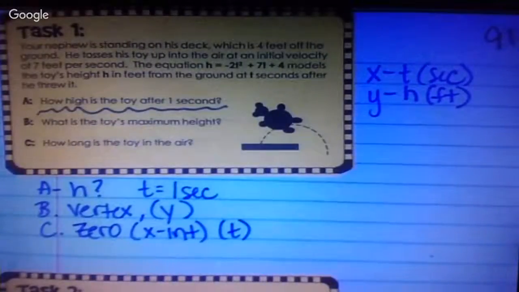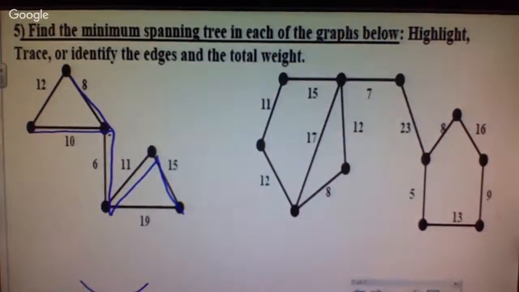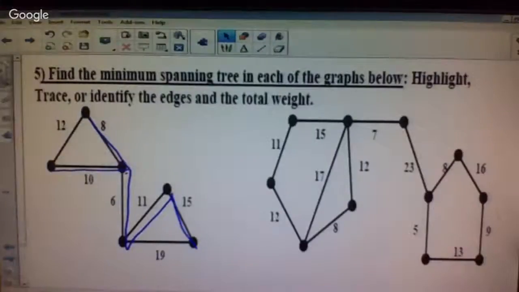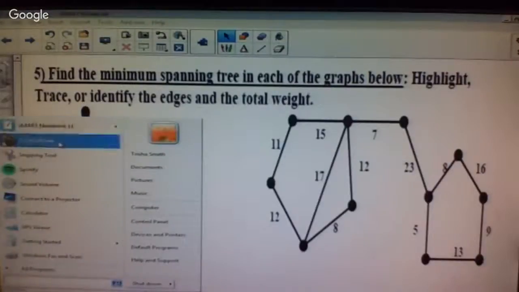Bless you. All right. So here comes the easy part now. Are you ready? Ignore that. That's last period. That's discrete. Okay. Everybody on your calculators cleared out.